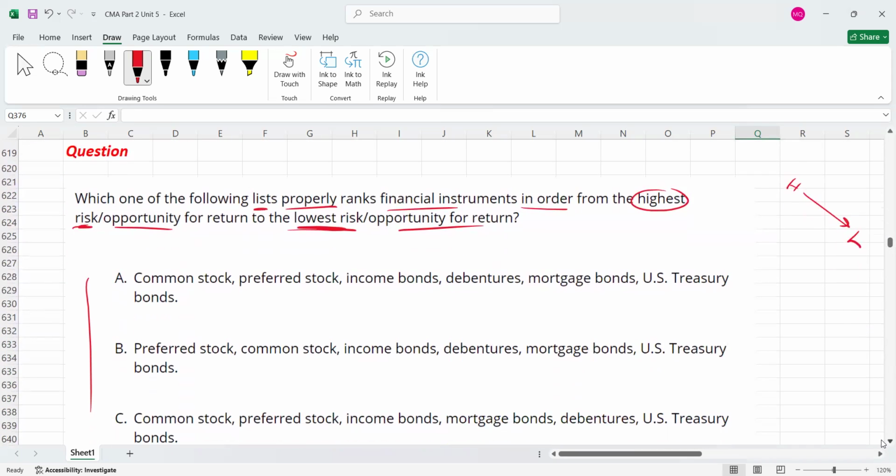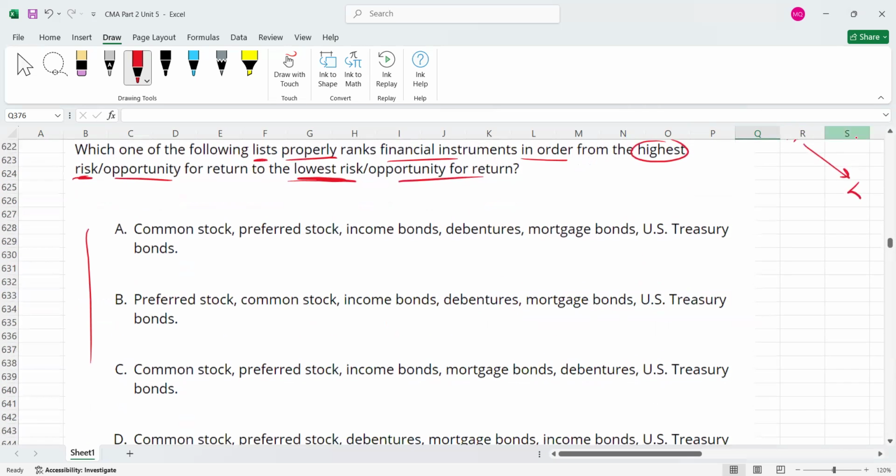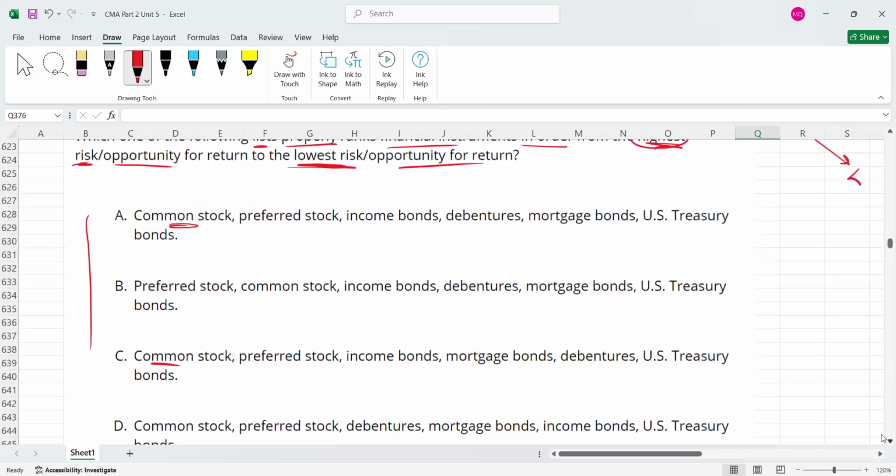If you look at option A, because you are moving from highest risk to the lowest, highest is the common stock. So where common stock is written first, that could be correct. In three options, common stock is written first because it's the highest. It means option B is eliminated now, because in option B, he started with the preferred stock. No. First common stock is highest risk. After common stock, convertible, but convertible options are not available. Then preferred stock, yes. Then income bond, yes. Then debentures, yes. Then mortgage bonds, yes. Then US Treasury. Actually, this is the correct sequence out of the available options.